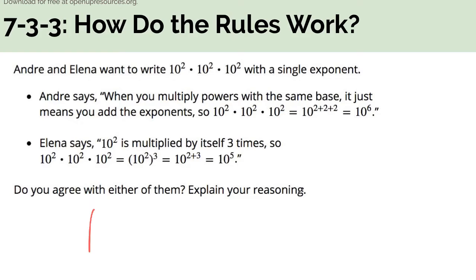In this problem here, Andre is the one who is correct. When you're multiplying those exponents there, we saw in an earlier lesson that you would add those exponents. And so 2 plus 2 plus 2 is 6. Elena did this first step right. You can do that. You could write 10 squared to the 3rd power, because that's what's happening there. 10 squared is being multiplied by itself 3 times. But we just saw that when you take a power to a power, you need to multiply those exponents, not add. So this is the step where she made the mistake.